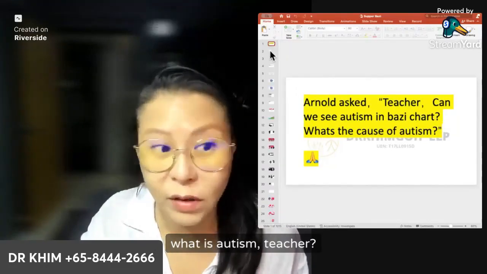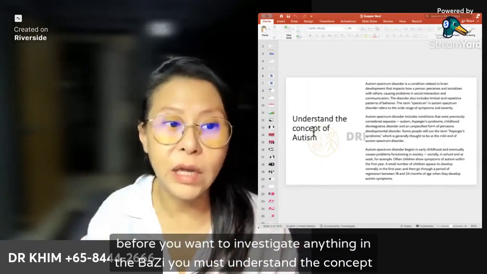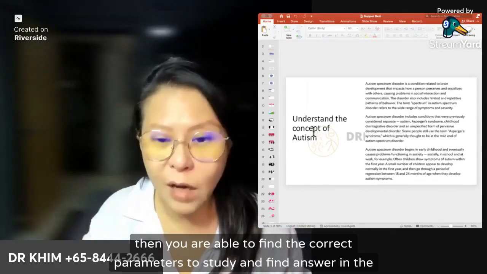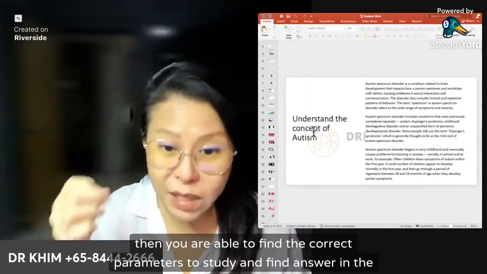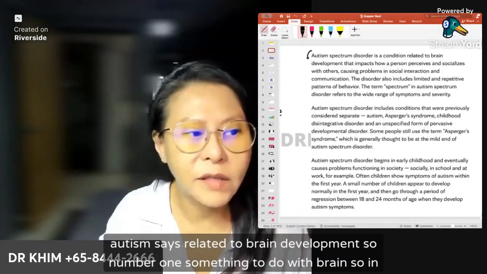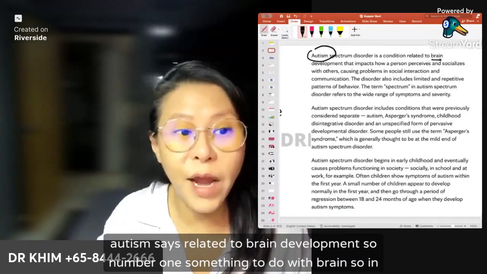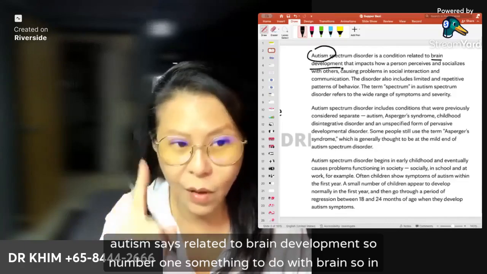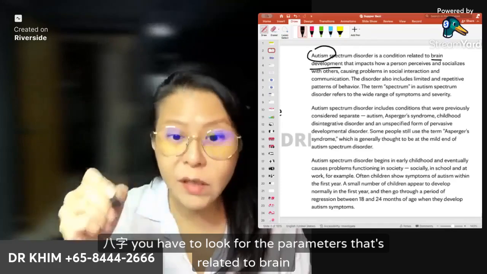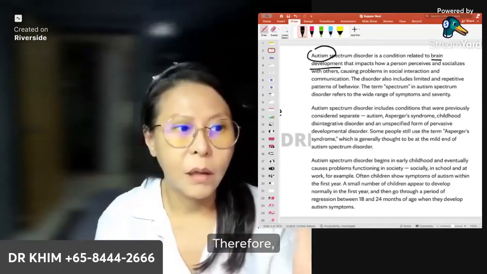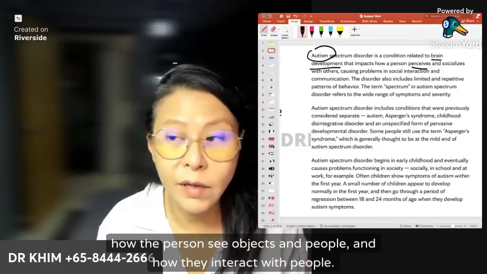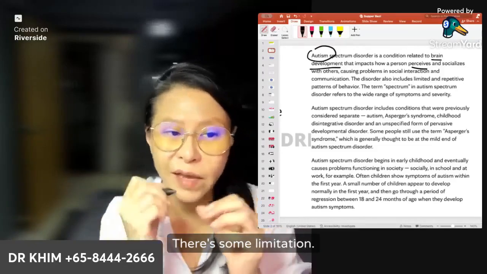What is autism, teacher? Before you investigate anything in the Bazi, you must understand the concept first. Then you are able to find the correct parameters to study and find the answer in the Bazi. Autism is related to brain development. So number one, something to do with the brain already. So in Bazi, you have to look for the parameters that are related to the brain. Therefore, how the person sees objects and people, and how they interact with people, there's some limitation.